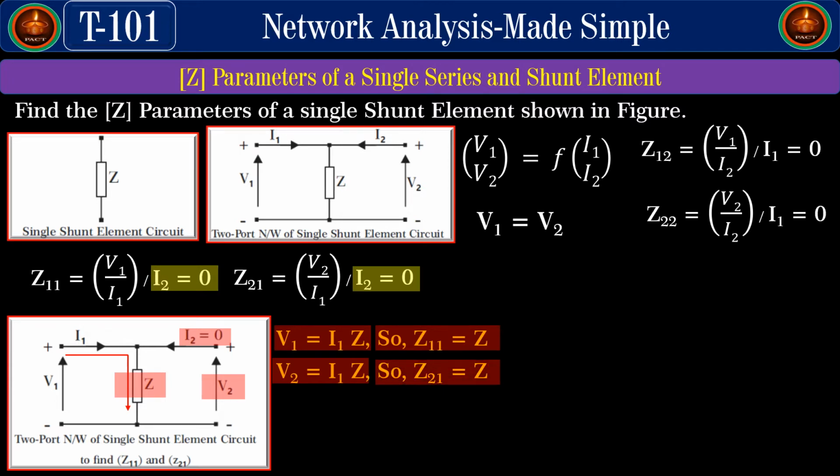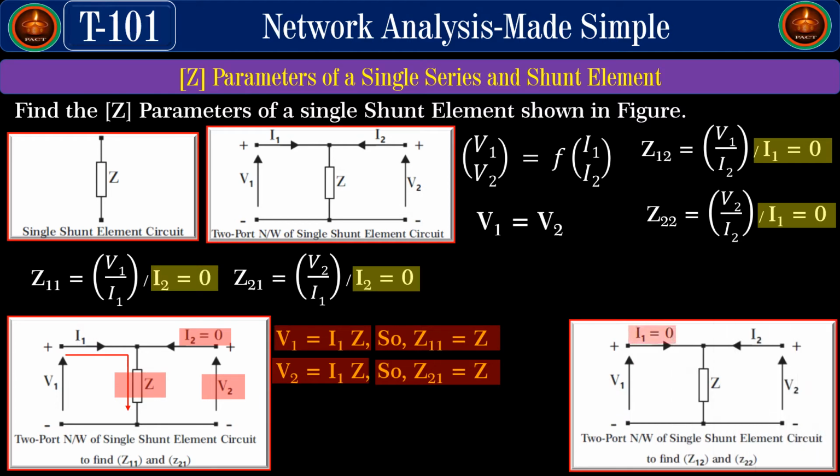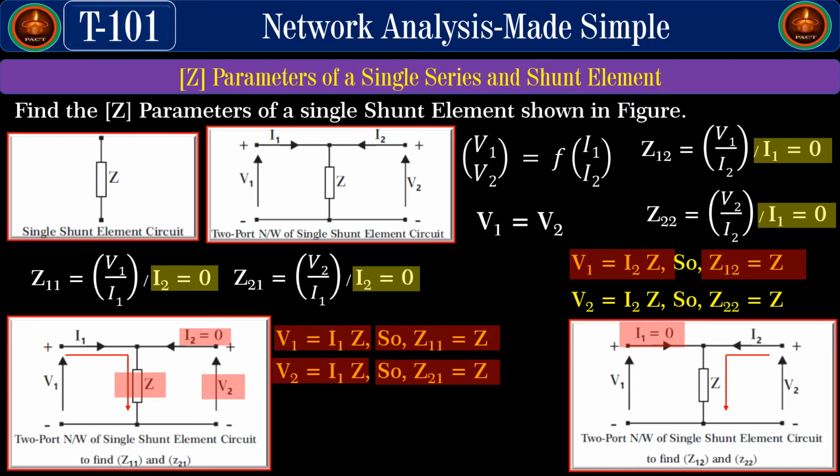Similarly, to find Z12 and Z22, we have to force I1 equal to 0. So here you find a circuit wherein I1 is forced to 0. So I2 will flow through Z. Now you find that V1 is equal to I2 times Z. So Z12 is equal to Z. Similarly, V2 is equal to I2 times Z. So Z22 is equal to Z.